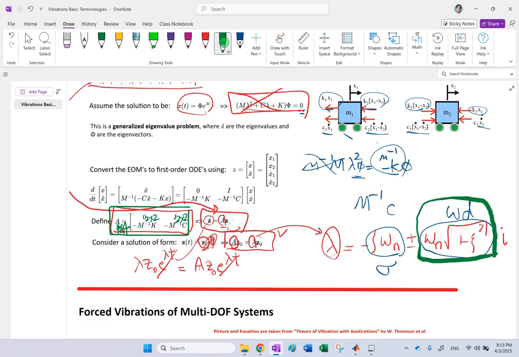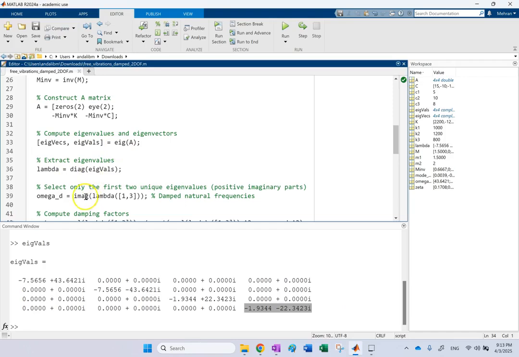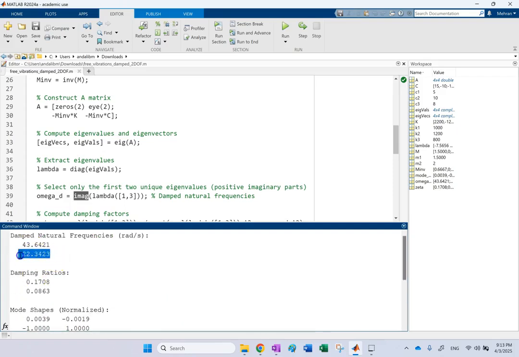If I look at the imaginary part of these lambdas, those are my damped natural frequencies. So look here, I get the diagonals of that matrix, and then I look at their imaginary part. And if you look here, every two of these lambdas are complex conjugate of each other. So this is one of those imaginary parts, 4364, and the other one is what? 22. So this is one of my omega d's, this is one of my omega d's. Look, these are my damped natural frequencies in radians per second.